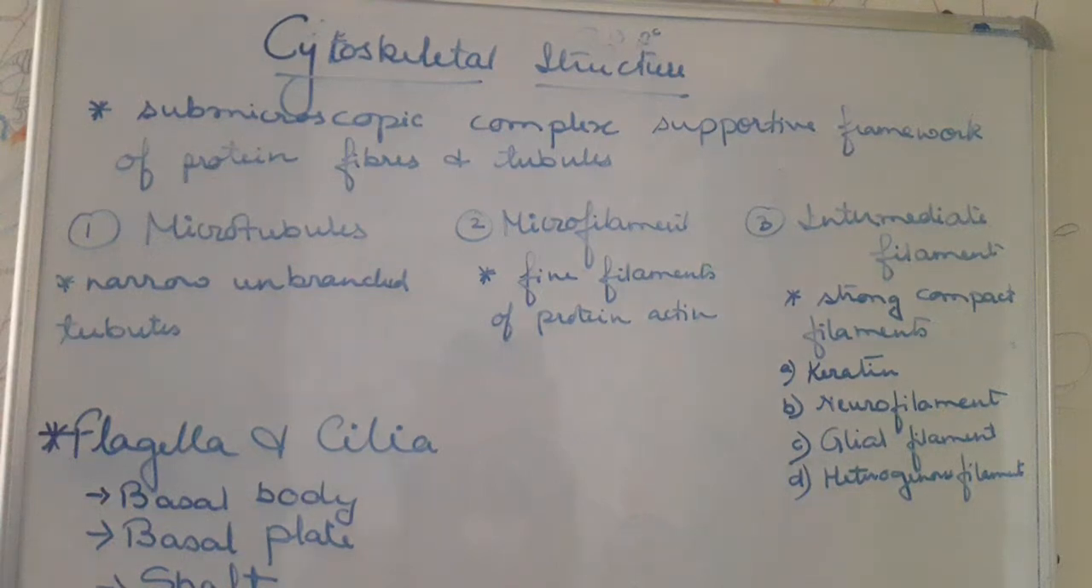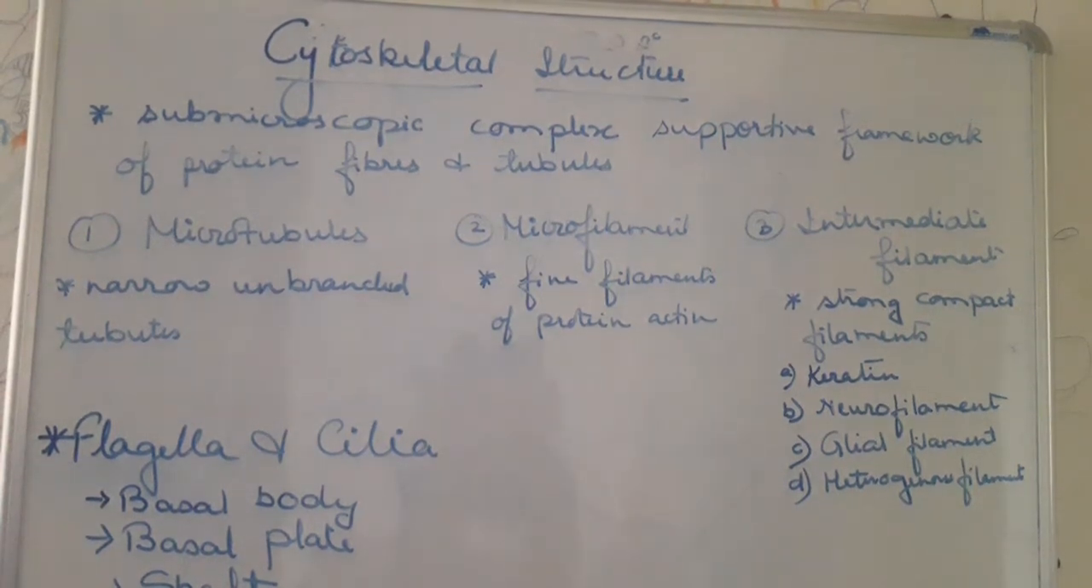Good morning everyone. So today let's discuss the next topic, that is the cytoskeletal structures. Now cytoskeletal structures means these are actually present in the eukaryotic organisms or cells, and they possess a submicroscopic complex supportive framework of protein fibers and tubules. That means they are the supportive structure.